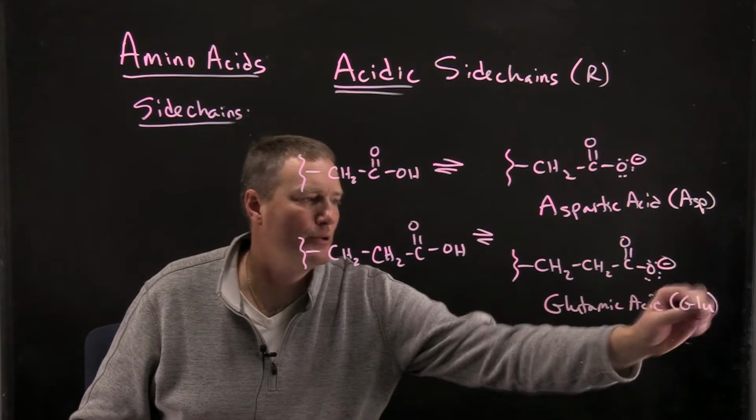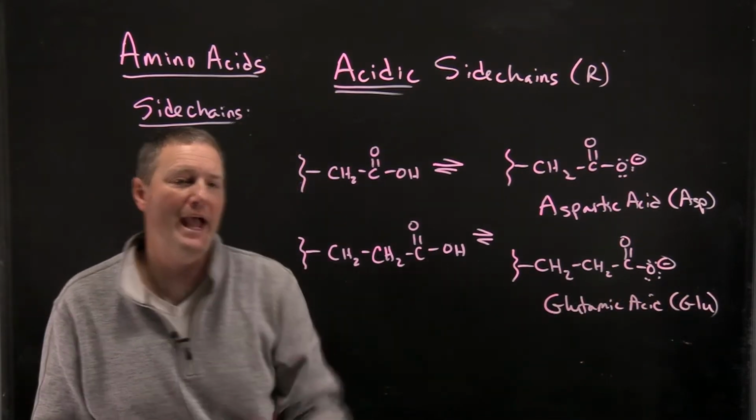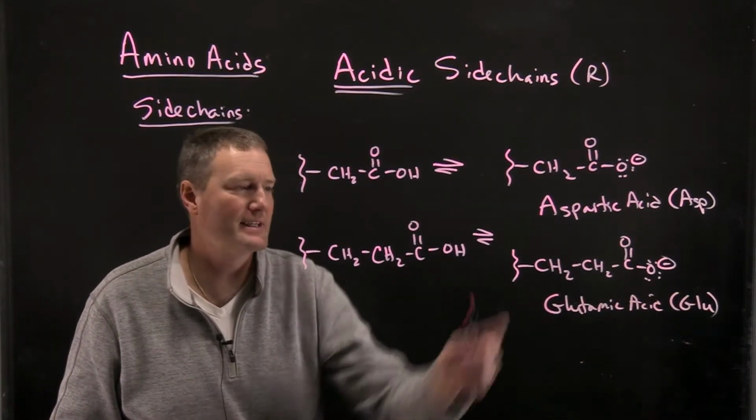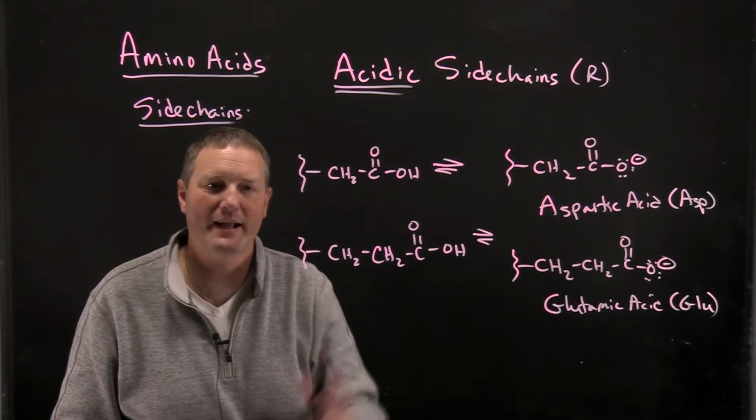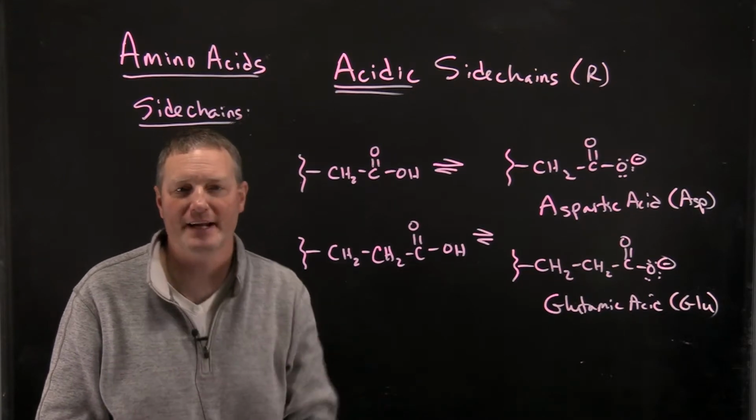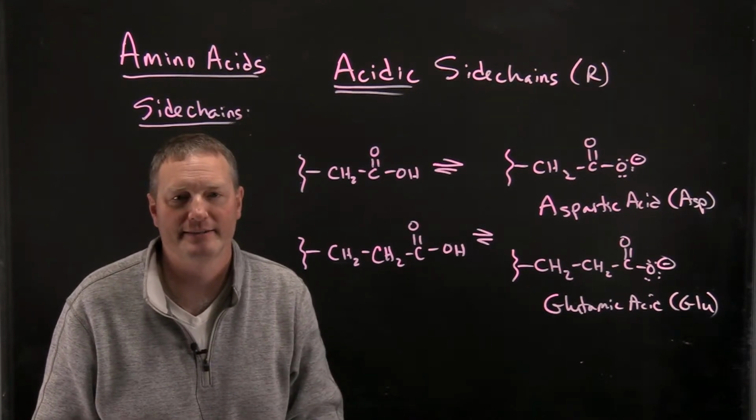Or GLU. So the actual carboxylic acid is called glutamic acid. The carboxylate would be technically called glutamate. So that covers the acidic side chains. The next section, we'll look at the basic side chains.